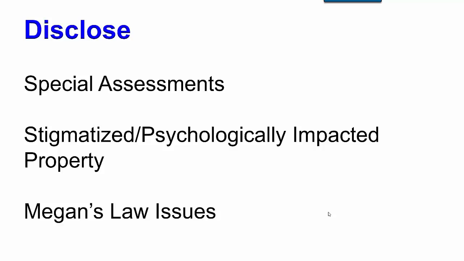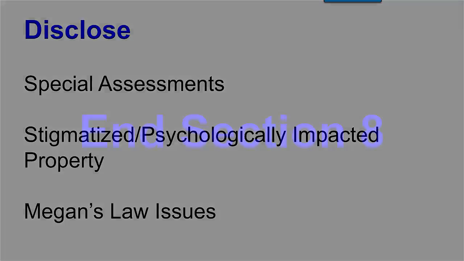Okay, stigmatized, psychologically impacted properties. I would disclose those. I would disclose if there was some type of murder-suicide, even though they are not considered material facts. I would tell the truth, because eventually the neighbors are going to tell them anyways, so just get it over with. And you need to disclose that the buyer has the right to have access to a Megan's Law database, which is going to give a list of sexual predators all across the United States. And that's in Section 8.